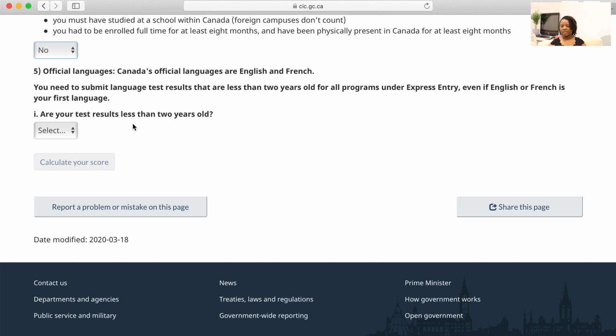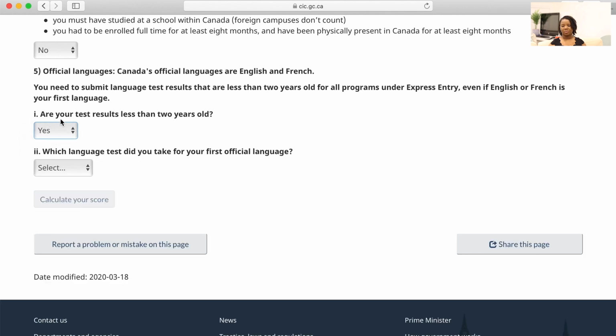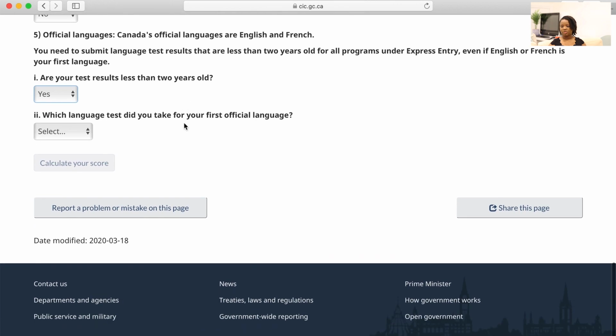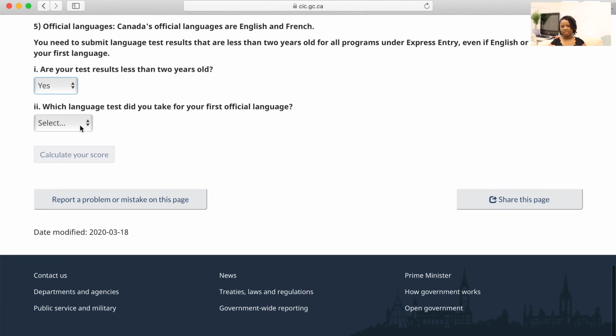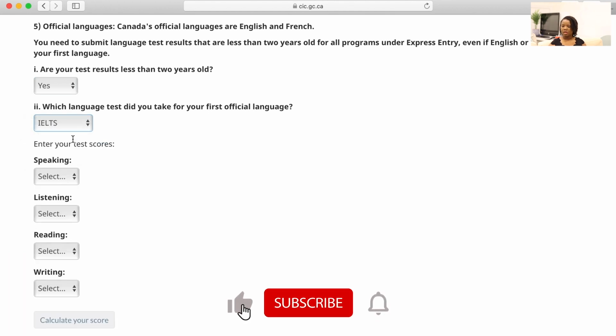Okay, so we are going to say yes, because it's asking, are the test results less than 2 years old? After 2 years, they expire and you have to do another test. It's asking which language test did you take? So we're going to say IELTS, because you guys know that's my favorite. And that's probably the most common one as well.